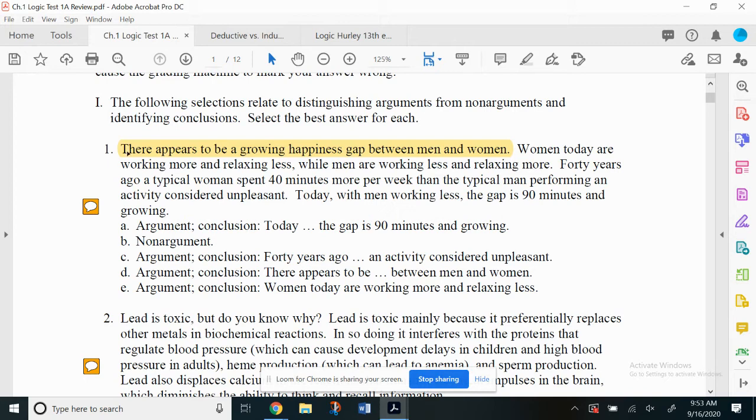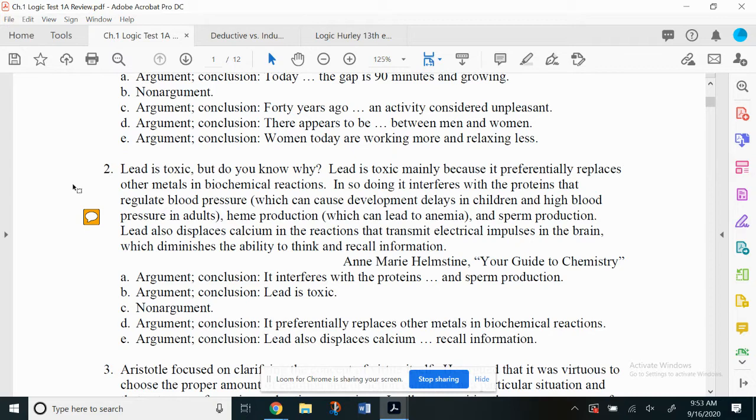Now let's go to number two. Okay. Lead is toxic, but do you know why? Lead is toxic mainly because blah, blah, blah. We'll read that. And then let's say we start with that. Now this is tricky because it's a question, right? But it could be that even though it's in the form of a question, it's really making the argument, hey, lead is toxic. And, but do you know why? That's rhetorical. That's just saying, look, all this could support this. So now you're going to have to read it and see, does every single statement literally support that lead is toxic? It's one way of looking at it.